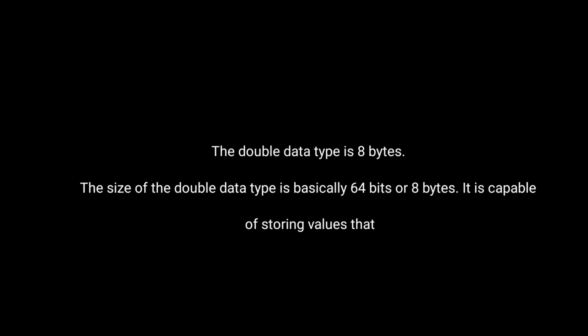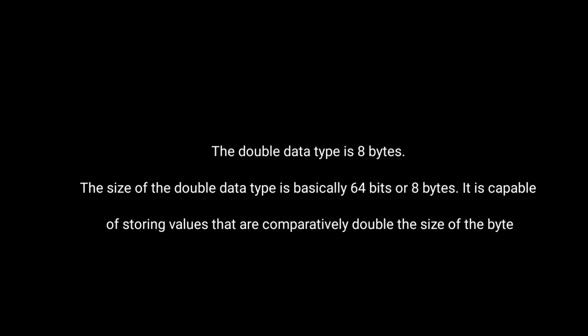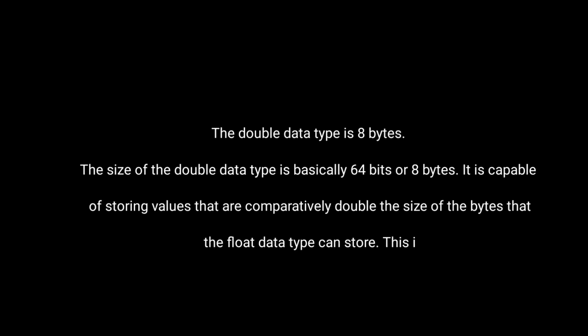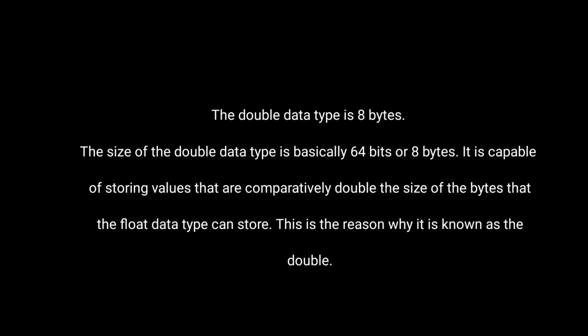Third one is the double data type. The size of the double data type is basically 64 bits or 8 bytes. It is capable of storing values that are double the size in bytes of what the float data type can store. This is the reason why it is known as double.